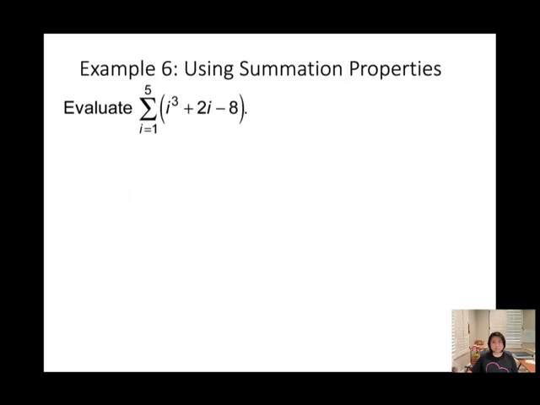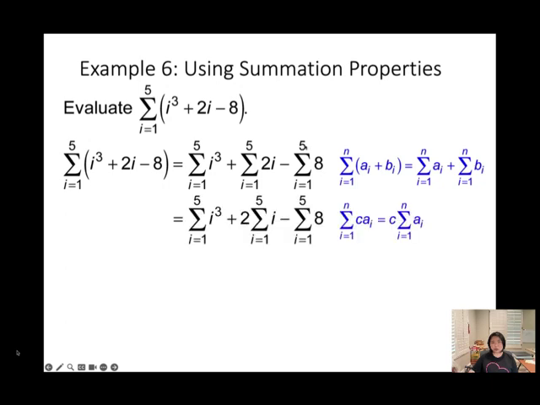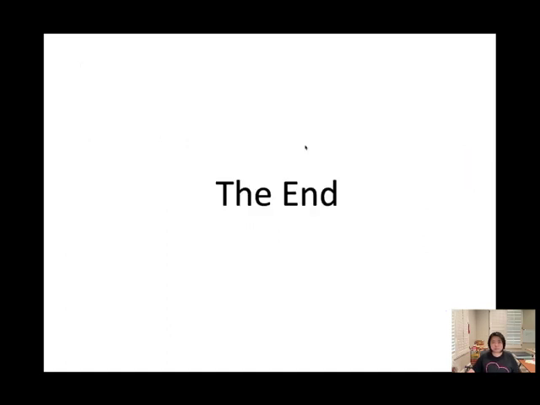Okay, number 6. One more time, you could distribute the summation notation for each term. And this guy, we could use the formula. The 2, you could take it out. We do have a formula for the i also. And this is going to be n times c. So 8 times 5 here. So you should get 215. That's it.